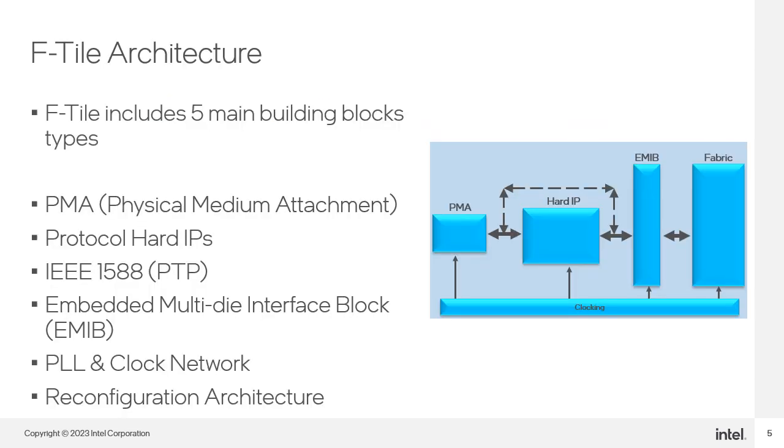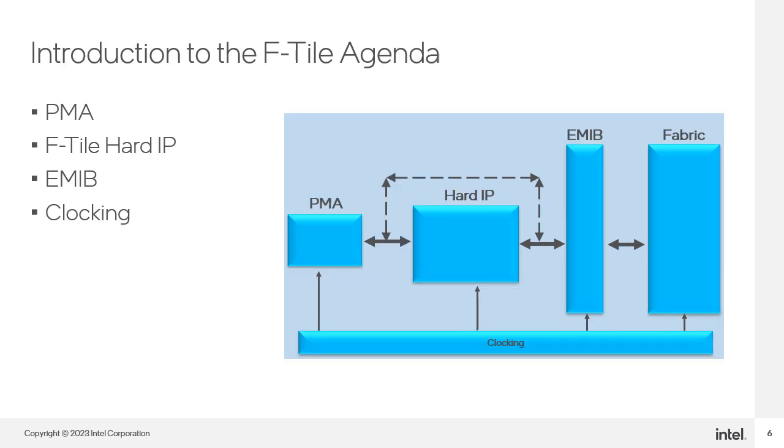The block diagram on the right of this slide shows the F-Tile, highlighting 4 of the 5 major block types found in the tile. PMA shown on the left. Protocol hard IP in the center. The embedded multi-die interface block or EMIB. And the clocking network along the bottom. The final block type, the reconfiguration architecture, is not shown as it will be covered in more detail in follow-up training to this one. Each of the 4 main block types will be covered in this training, focusing on features and supported configurations for each. This information is critical for success as you map the interfaces for your next FPGA design to the F-Tile.